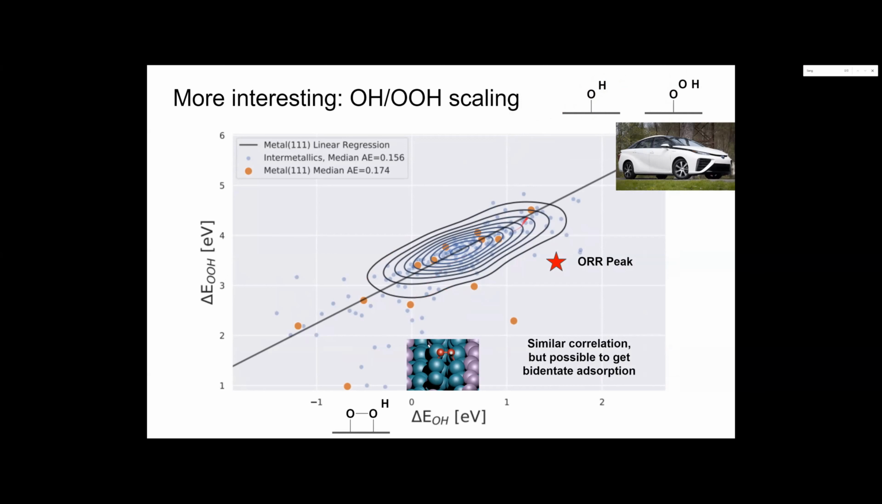In this case, it looks pretty much the same, but there are these outliers down in the bottom left that basically say it is possible to break the scaling relations as long as you have a material that binds oxygen so strongly that it goes into a bidentate configuration. And that's a situation that would have been difficult to find by hand, but sort of occurs naturally. If we're interested in that, we can fill it in. Unfortunately, this is still far from the peak in terms of OOH and OH.